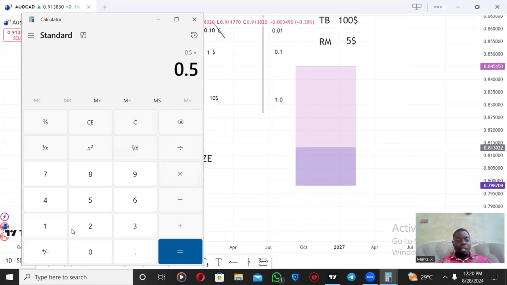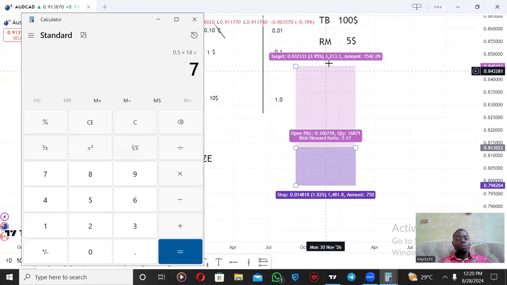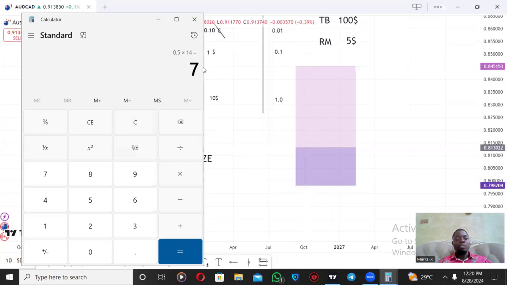If I multiply it by 14, you can see that I will lose $7, which means I've broken my rules, because I want to lose 5% of my account, but now I'm losing 7%. That is a sign of indiscipline. So I'm not going to use 0.05 anymore.